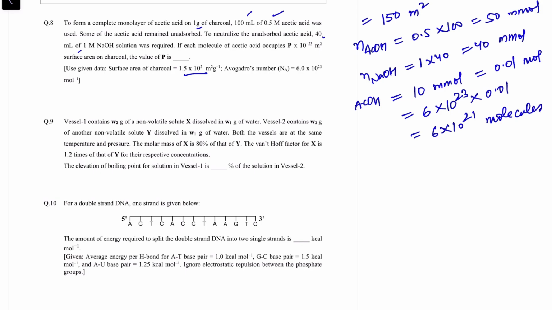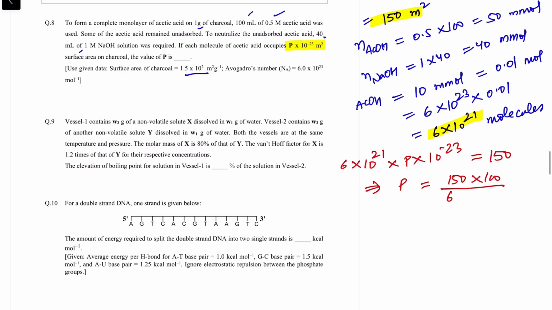Each molecule occupies P into 10 to the power minus 23 meter square area, and there are 6 into 10 to the power 21 molecules, and we know the total area of the adsorbent in this case is 150. That is, there are 6 into 10 raised to the power 21 molecules, and each molecule occupies P into 10 to the minus 23 meters square, so the total area covered is given to be 150. So we can solve 150 divided by 6, and this would be minus 2, and it would be 100. So this would come out to be 2500. So the correct answer to this question was 2500.